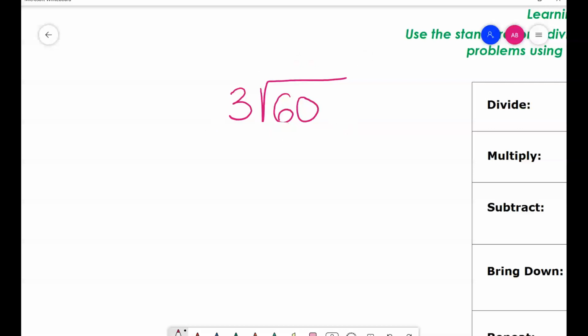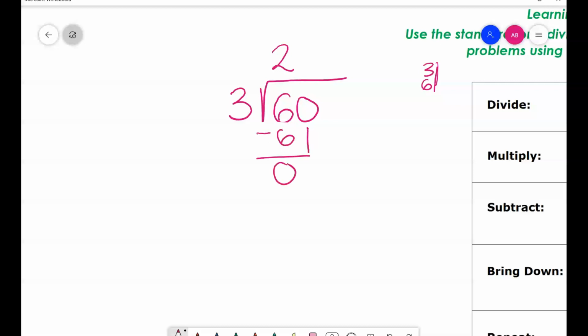So what I'll do is I'll start by thinking, how many times does 3 go into 6? So I might jot that down. So I can do 3 and then 6. So how many times can I make a set of 3? I can make 2. 3 into 6 is 2. And then I bring that down here, minus 6, and that's 0.